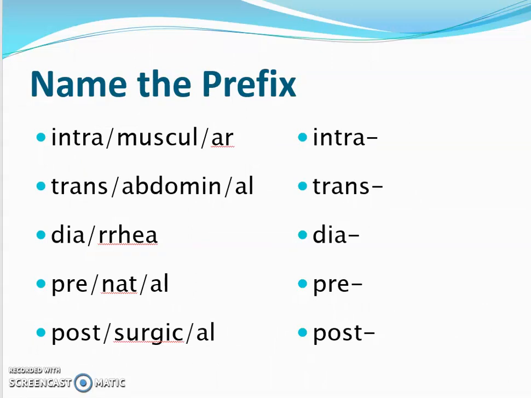So, the idea behind some of the prefixes here. You see some words written out here. These are medical terms. This is not how we would normally write them. The slashes are in there to show you the different word elements. Right now we're focusing only on prefixes. So if you look at the first word, intramuscular, the prefix here is intra.